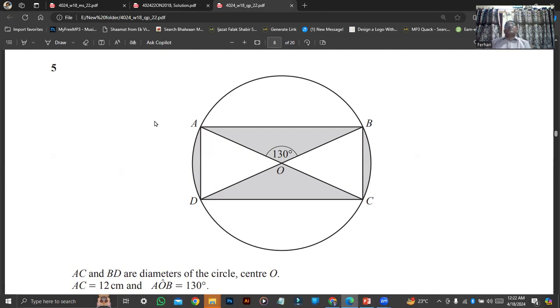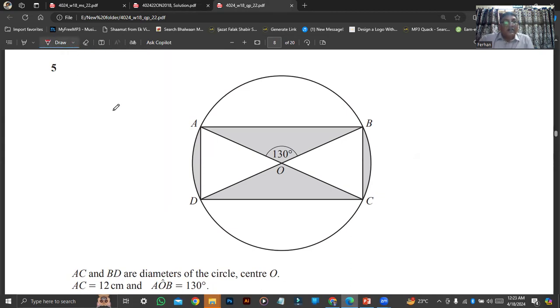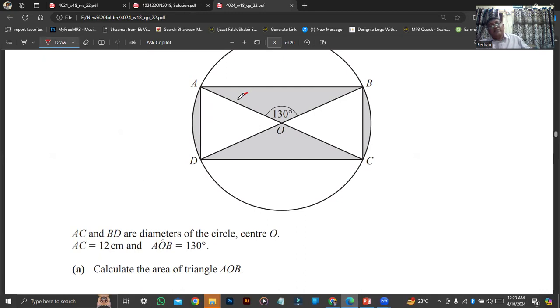Okay, so we are on the next question, and that is question number 5. It says AC and BD are diameters of the circle with center O. So AC is a diameter and BD is a diameter of the circle. AC is 12, so that means the radius is 6. This is also 6, this is 6, and this is also 6.